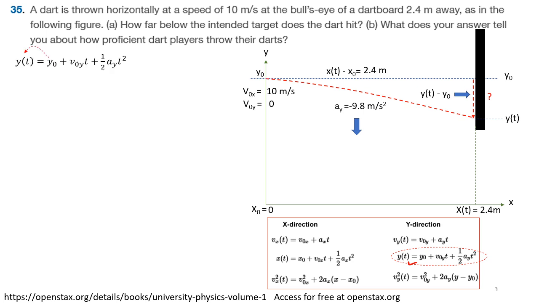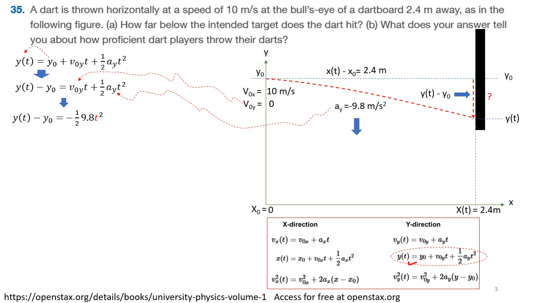First we take y_0 to the left side, then y_t minus y_0 is equal to v_0y t plus half a_y t squared. v_0y is 0, and the y acceleration is minus 9.8 meters per second squared. Substituting those values, you get y_t minus y_0 is minus half times 9.8 t squared. This is the quantity we need to calculate, how far below the target it's going to hit. But we don't know t, so we have to analyze the x motion.